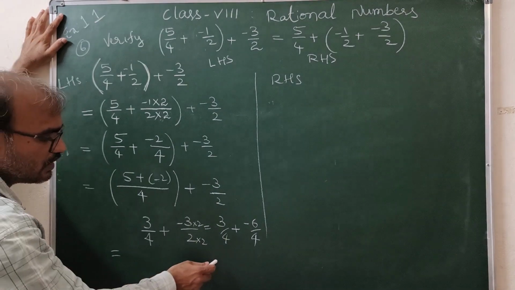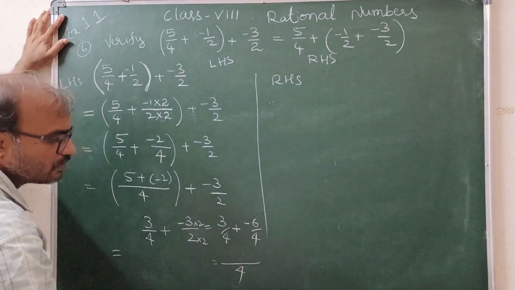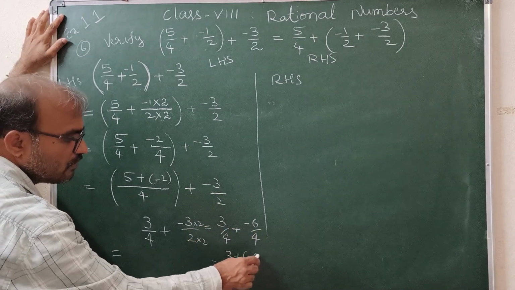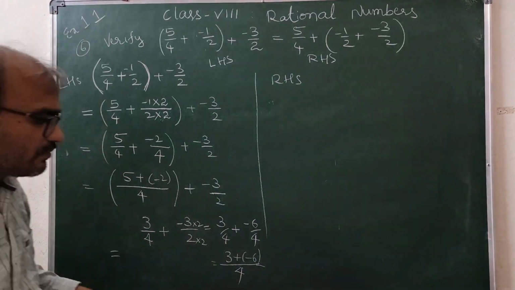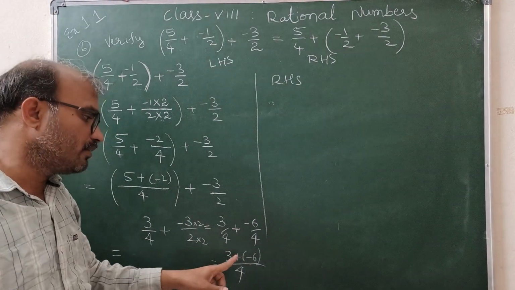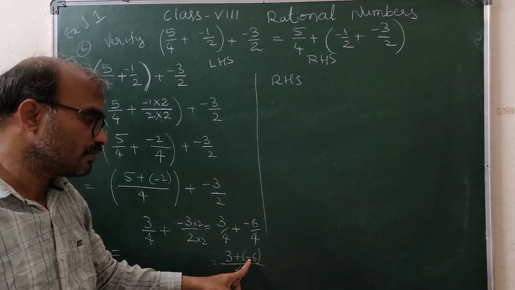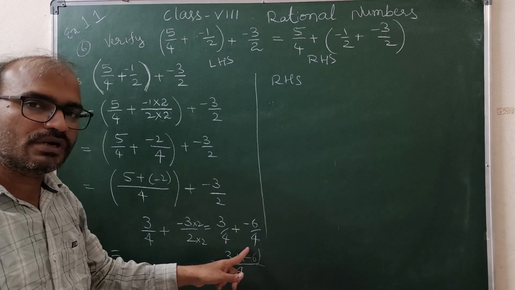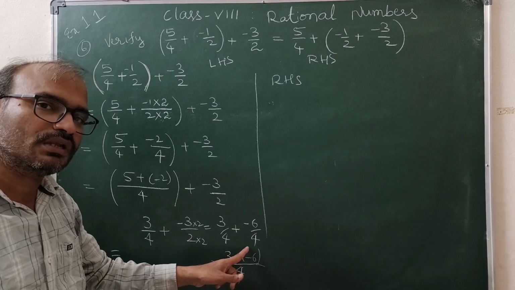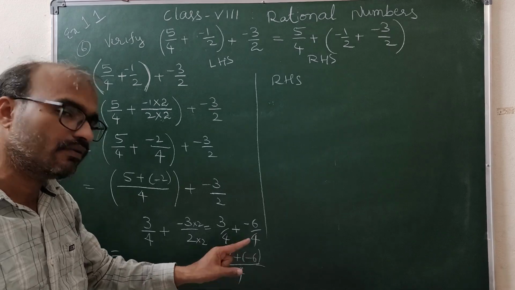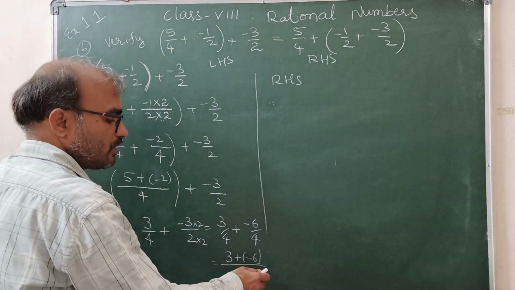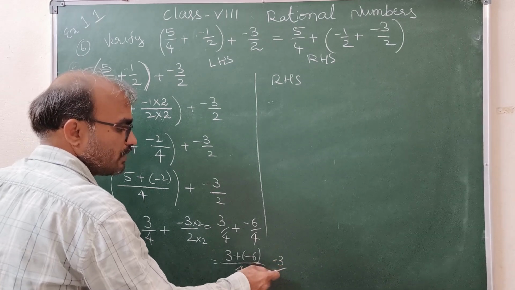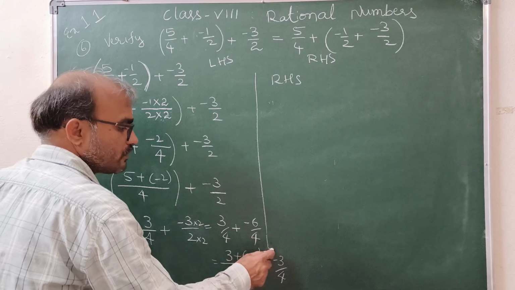Now the denominator is again 4. Plus 3 minus 6. 3 plus minus 6. Now again think like, say, you have 3 rupees with you and you have a borrow of 6 rupees. So out of the 6 rupees borrow, you can clear 3 rupees, as you have 3 rupees. So you will again have a borrow of 3 rupees. That is why 3 plus minus 6 is minus 3 by 4. So keep this aside.